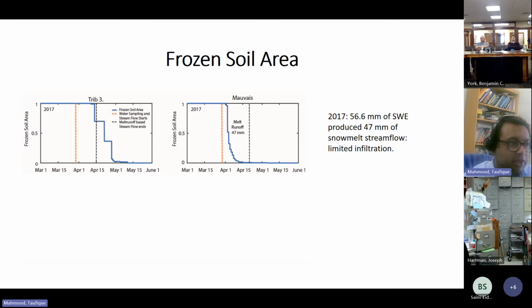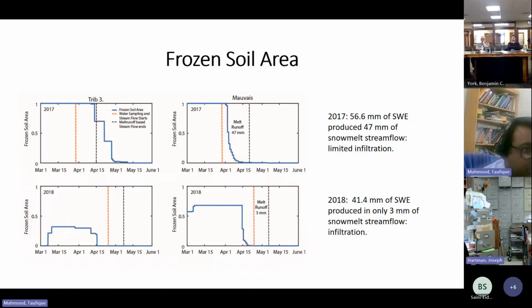The model also gave us the frozen soil area. In 2017, you see that both Trip 3 and Mavekuli Basin are pretty much frozen until the streamflow started. At that time, the entire watershed started to defreeze, particularly the basal ice removal and also the defreezing of the soil. As the streamflow is produced, the water is coming from on top of the basal ice layer or the frozen soil condition with zero infiltration. So there is not much contact opportunity there.